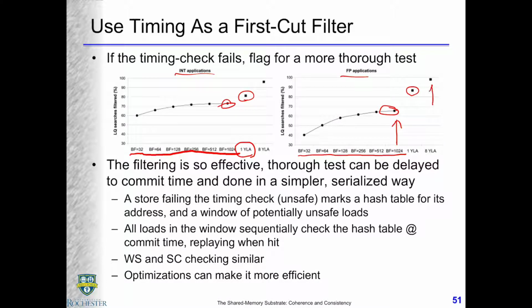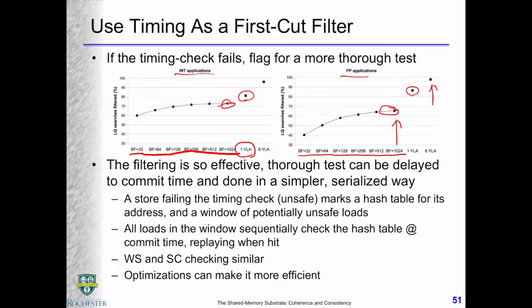If I further have 8 such youngest load ages, I can filter out almost 95% or close to 100%. So most of the time, if you separate the address into a couple of banks, you would see that there is no order violation at all. You don't even need to worry about whether they are to the same location. Okay, so this filtering is very, very effective. And that is what you can do to ensure no order violation. Okay, in all of these cases, there's no order violation.